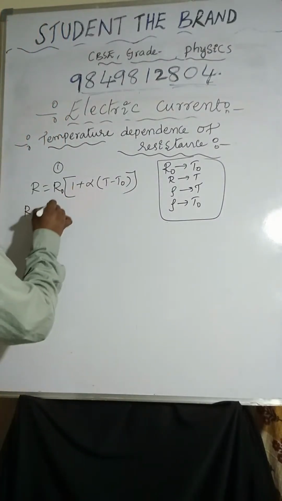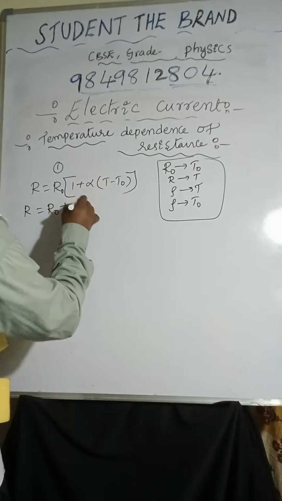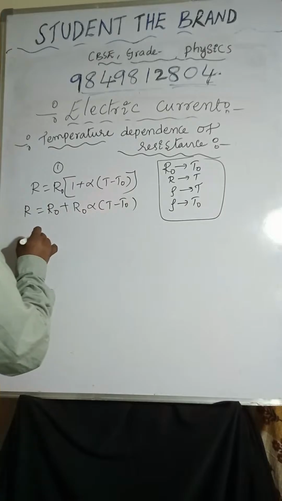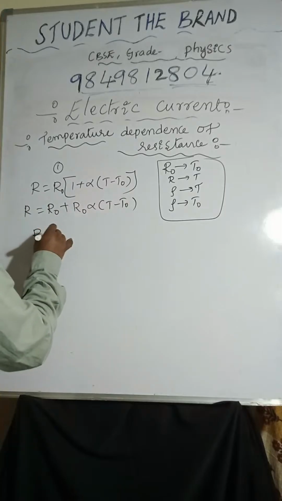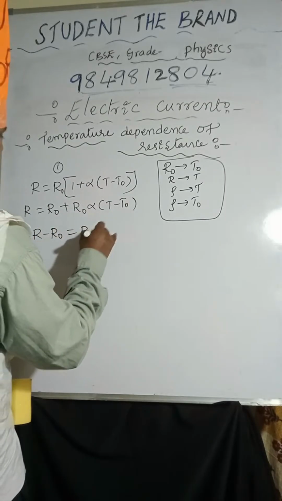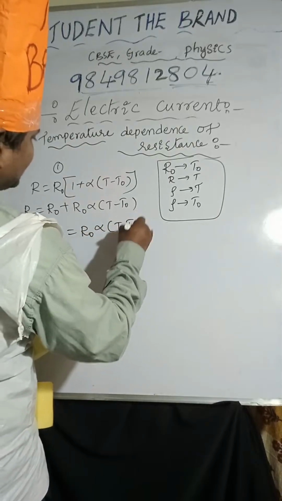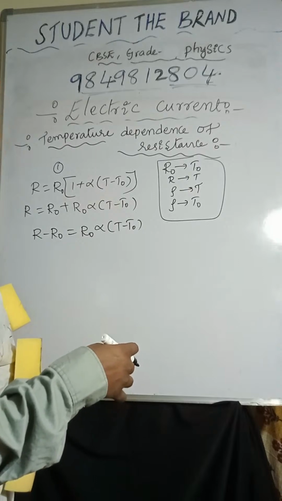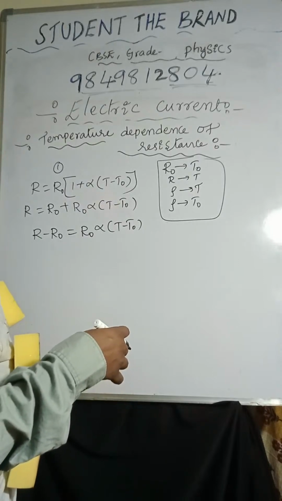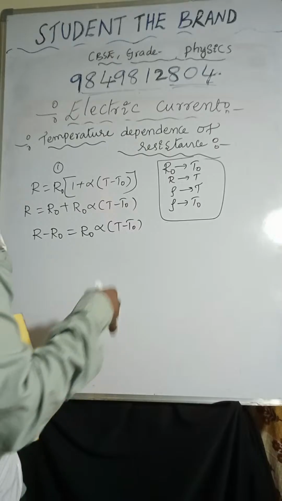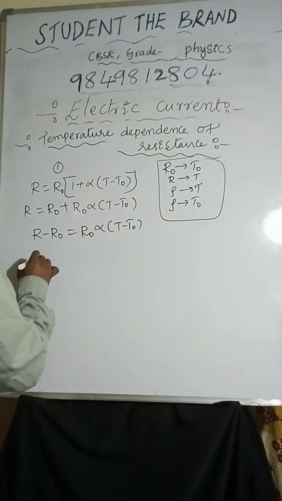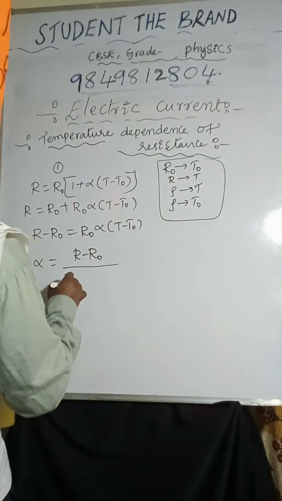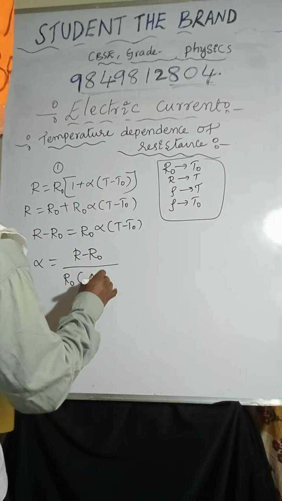So R equal to R naught plus R naught into alpha into T minus T naught. Then R minus R naught equal to R naught into alpha into T minus T naught. Alpha is the temperature coefficient of resistance, alpha equal to R minus R naught by R naught into delta T.